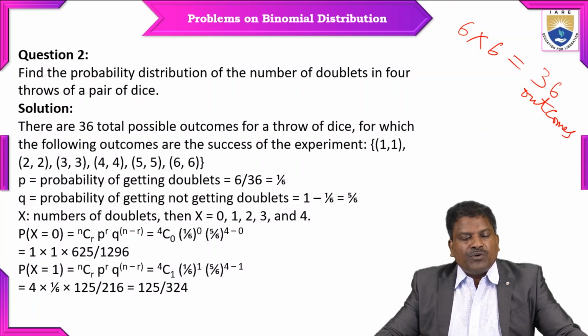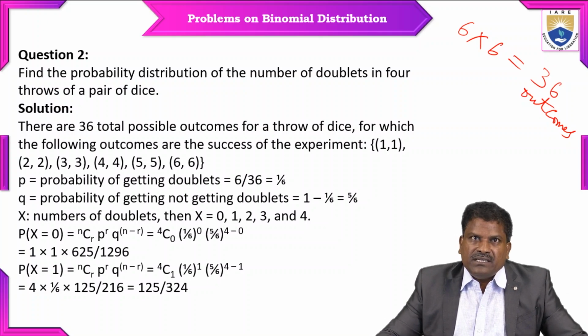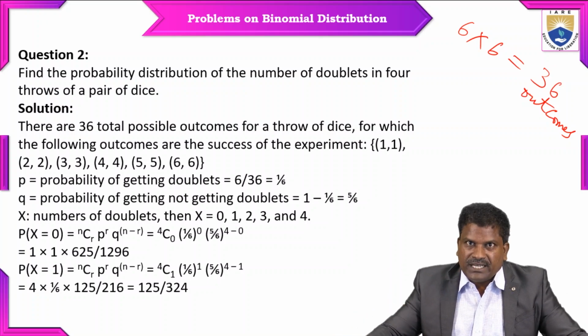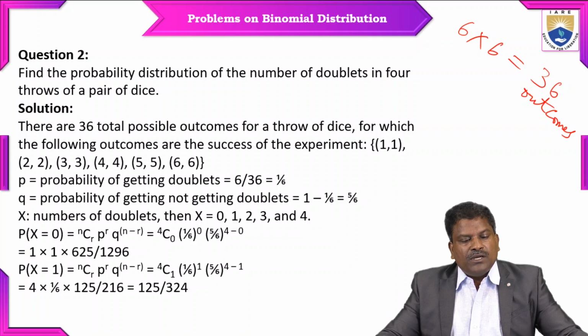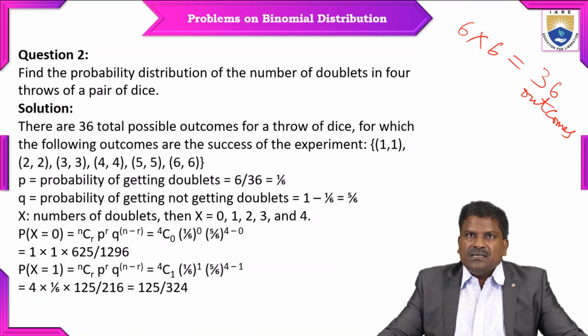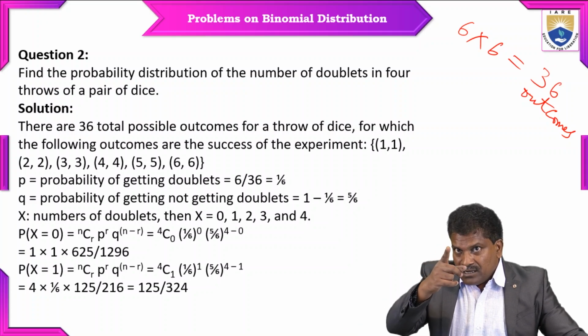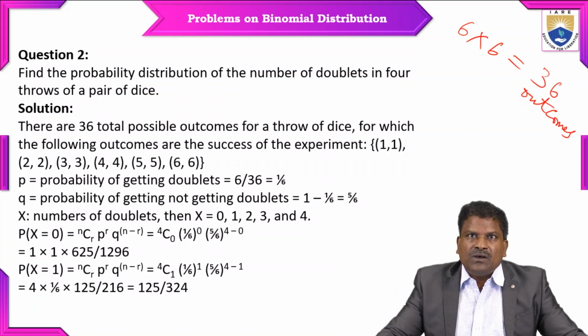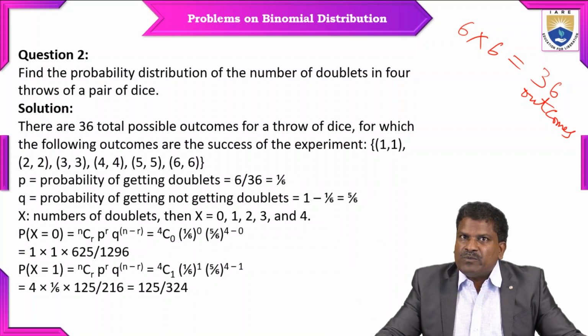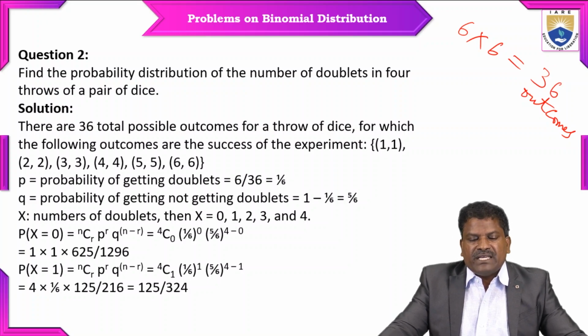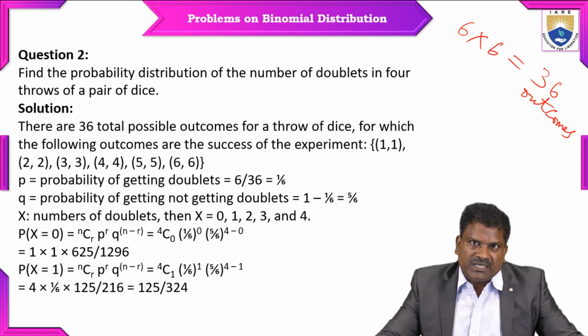Now, probability of getting doublets is our success here. So, p is equal to probability of getting doublets. Out of 36, how many are there? Doublets 1, 2, 3, 4, 5, 6 are there. So, favorable events by the total number of events, 6 by 36. It is 1 by 6. So, p is equal to 1 by 6 here.